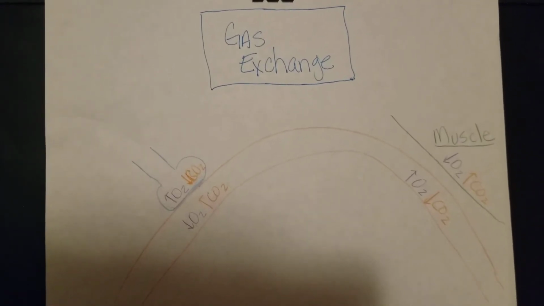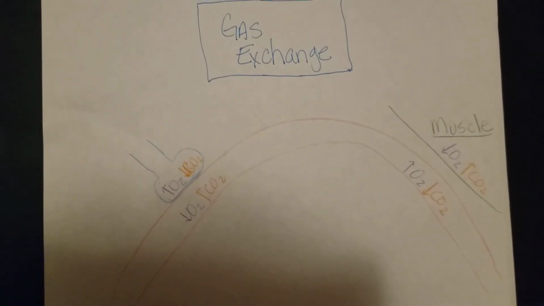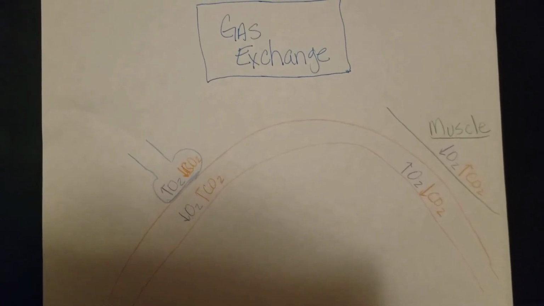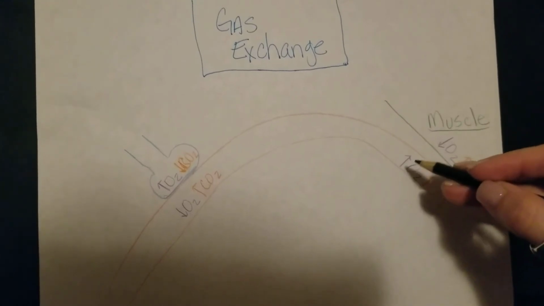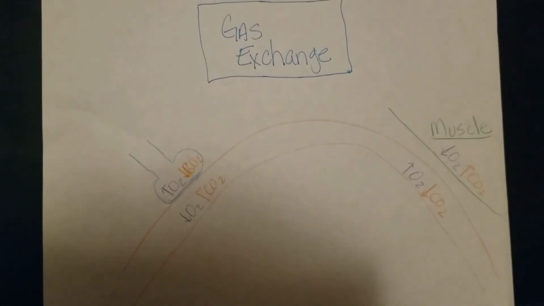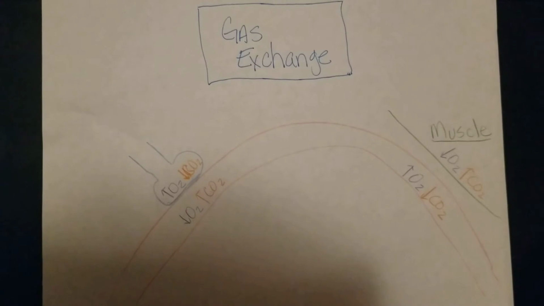This sets up another pressure gradient. Oxygen is going to diffuse down the pressure gradient from high to low. High to low. Oxygen will move to the muscles.